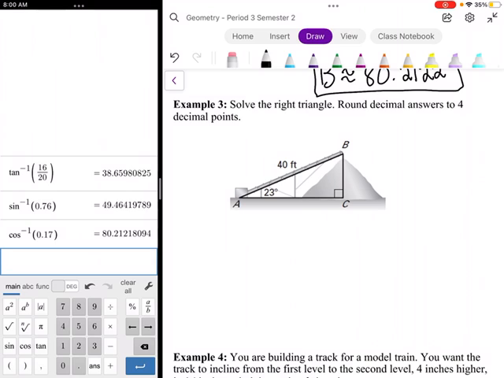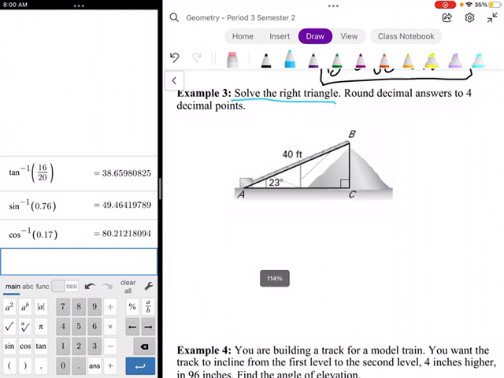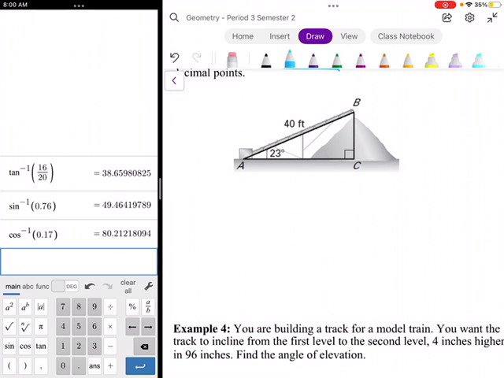Our next example 3, we're going to solve the right triangle. And when it says solve the right triangle, it means find all missing side lengths and all missing angles. And we're going to round our answers to 4 decimal points. So looking at this one, we need to figure out the measure of angle B. We also need to figure out the length of AC, which in triangles like this, they usually represent the side lengths as the lowercase letter of the angle opposite of it. So this one would be a lowercase a.